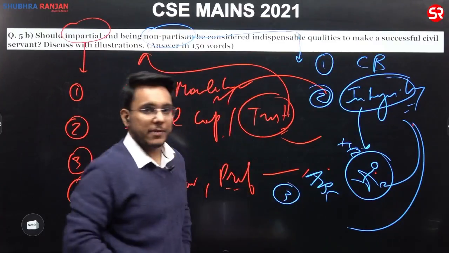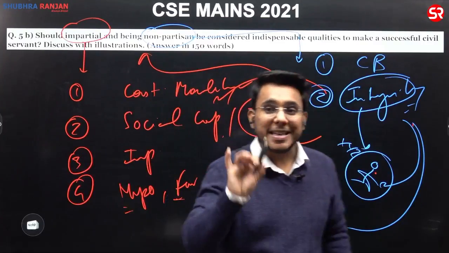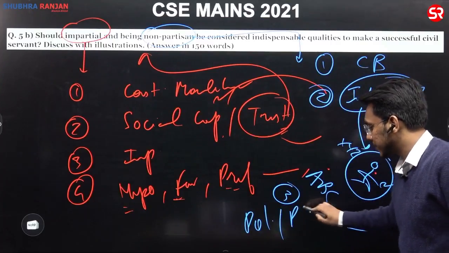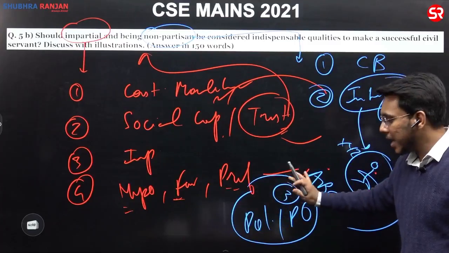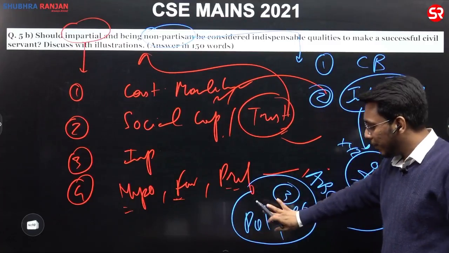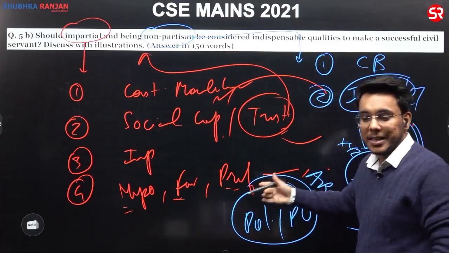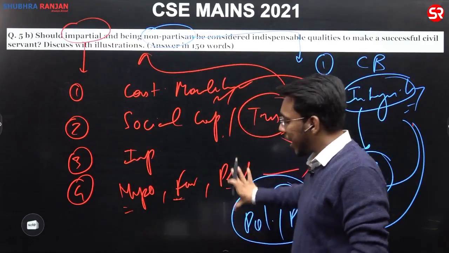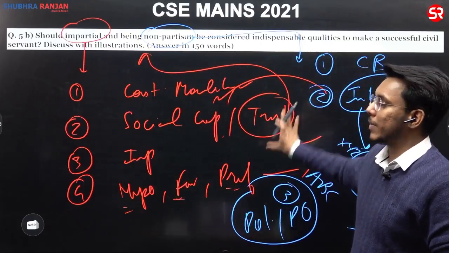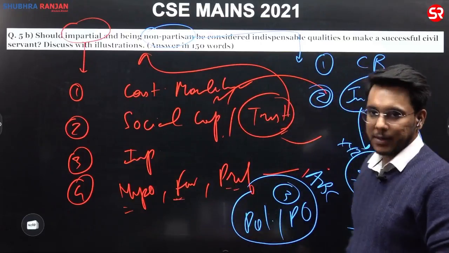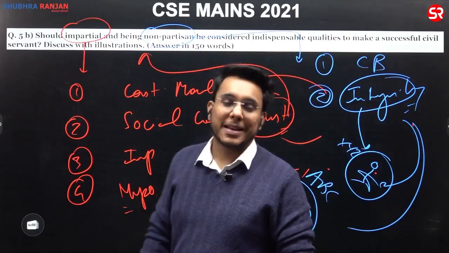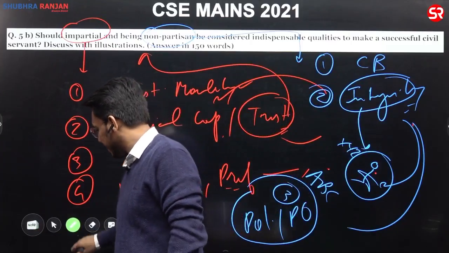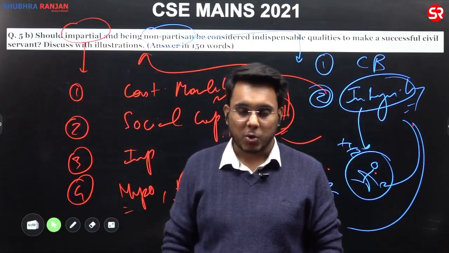Thirdly, non-partisanship is very much important to avoid the unholy nexus between politicians and public officials. This unholy nexus of politicians and public officials is leading to a lot of corruption. It is leading to so many problems. So to avoid this unholy nexus, non-partisanship also needs to be respected. So therefore, both of these qualities are very much indispensable for civil servants. Fine. That is all about this particular question.